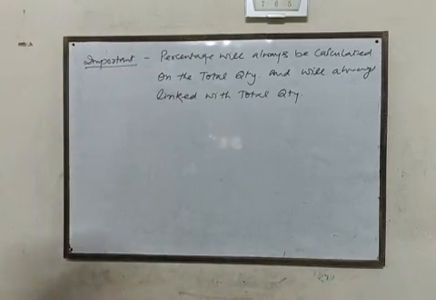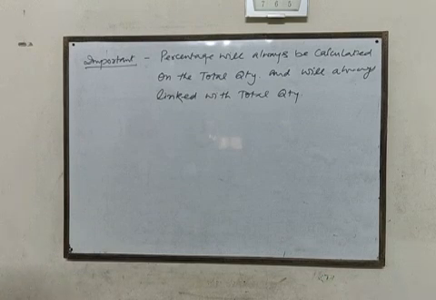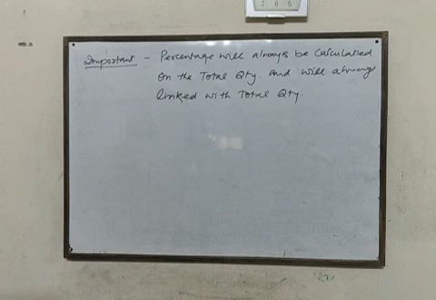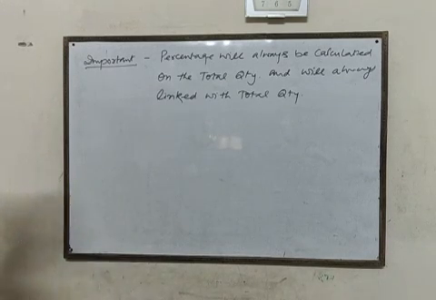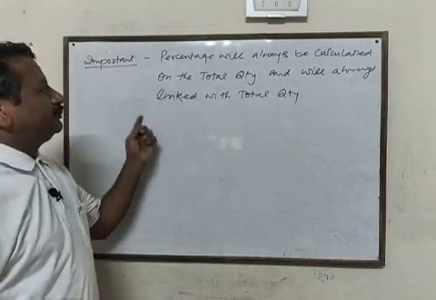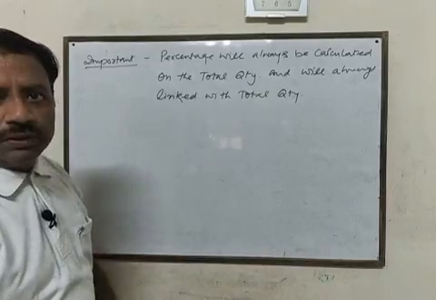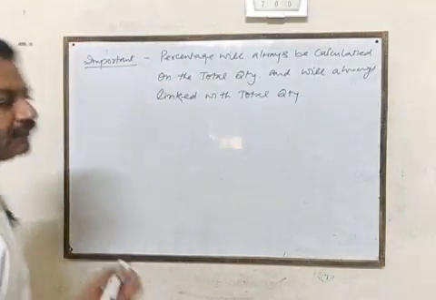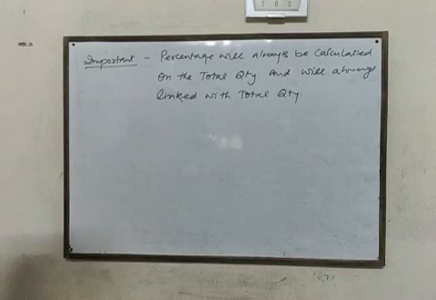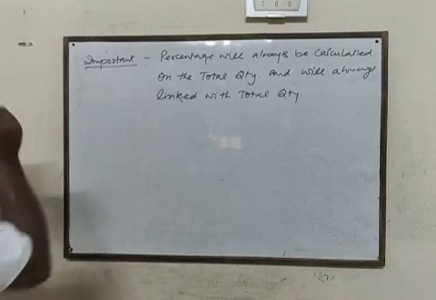So up to class 7th, 8th and 9th, 10th, we should remember this rule. That is, percentage will always be calculated on total quantity, and whenever the percentage is given in the question, that will be linked with the total quantity. What does it mean? We will understand it by an example.